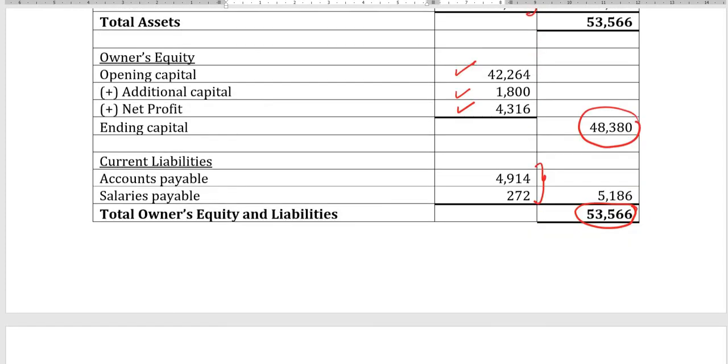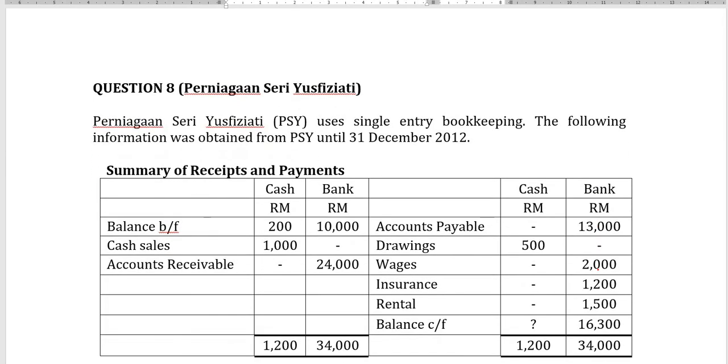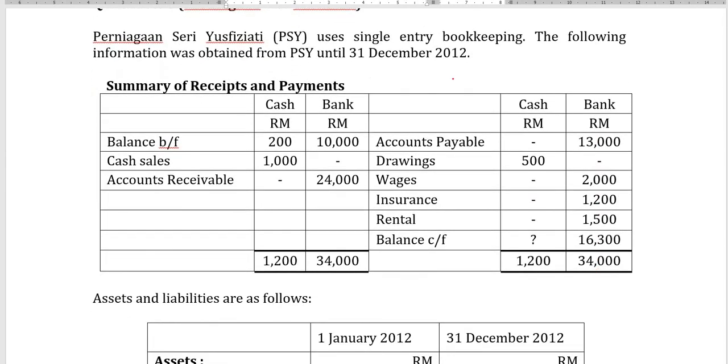Okay, next we go to question, sorry, that is for question 7. Next we go to question 8. Okay, yang ini is your cash book. Okay, this is cash column, this is a bank column. Alright, this is your beginning balance, and this is your ending balance.